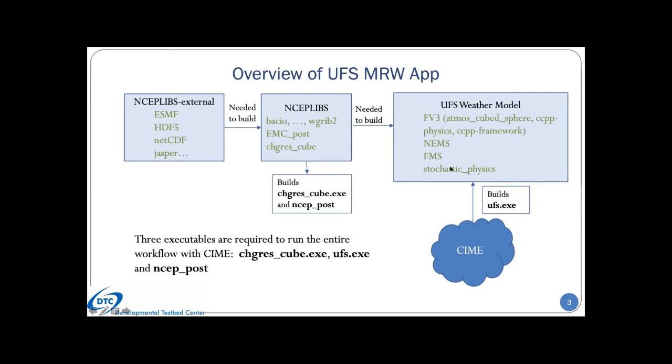The UFS weather model has several different subcomponents: the dynamic core, the CCPP physics, the NEMS, et cetera. And then SEAM is used as a scripting workflow system to control all of the build and run of that weather model. So once you're done building all of this, you'll have three executables that are required to run the entire workflow. So ChangeRes Cube is a preprocessor. There's a talk on that tomorrow. The UFS.exe is the weather model itself, and then NCEP Post. So we'll be hearing more about those as we go.